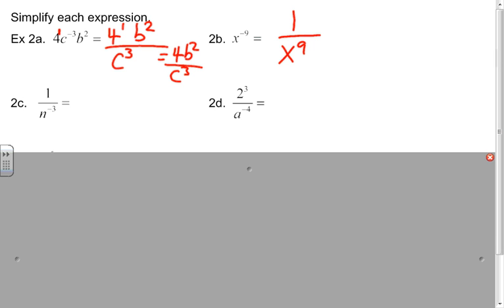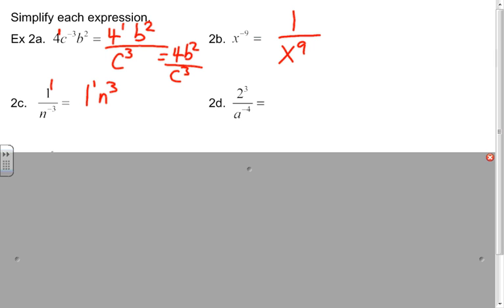In 2c, we have a negative exponent, but the negative exponent is on the bottom. Remember? Negative doesn't always just mean move it to the bottom. It means switch places. So if it starts on the bottom, it has to move up to the top. Okay? So the 1 has a positive 1 exponent. So it's going to stay on the top. N to the -3rd, the -3 tells me to move it to the top since it started on the bottom. So now the 1 and the n are both on the top.